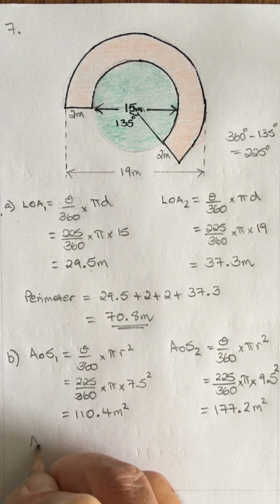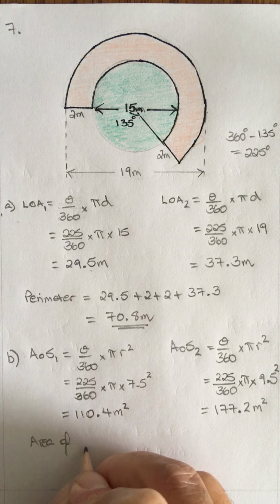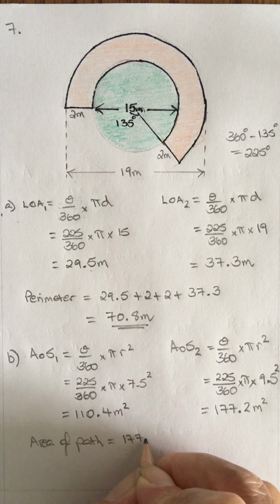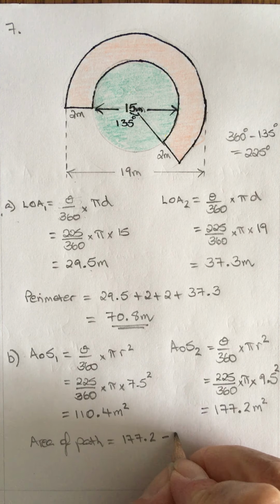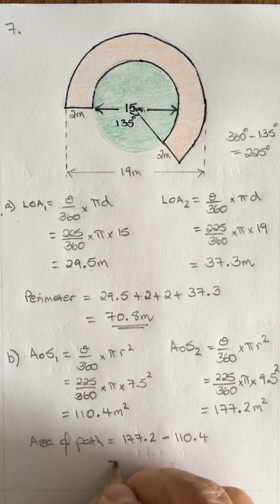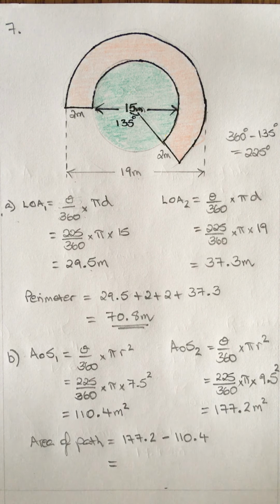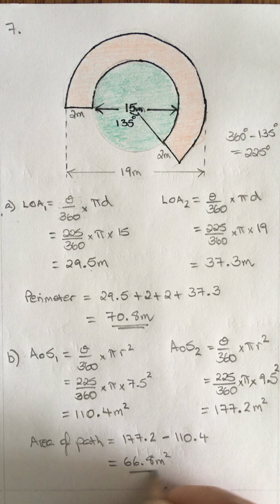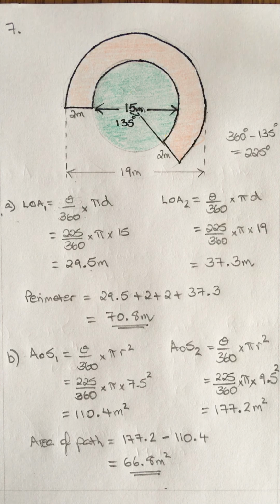So the area of the path is going to be 177.2 subtract 110.4. Do that, 177.2 take away 110.4, 66.8 square metres. That was quite a lot of work in that last one. Well done if you've managed to follow all of that and you understand what's going on. Thanks very much. Bye.